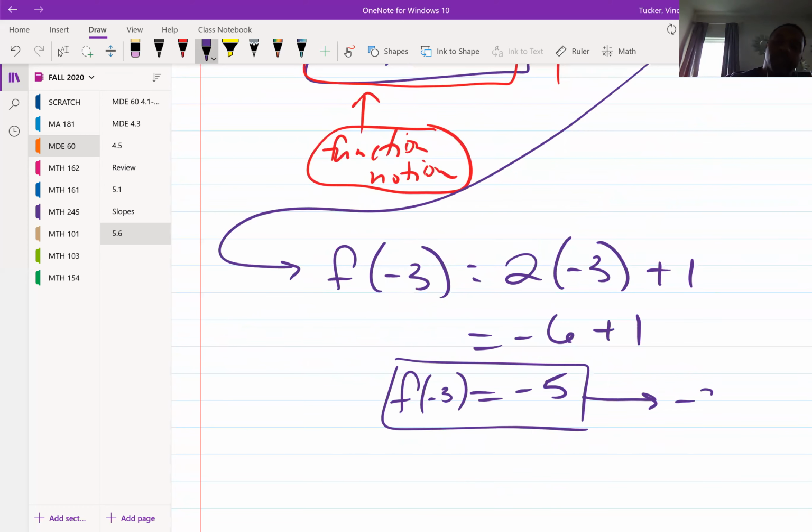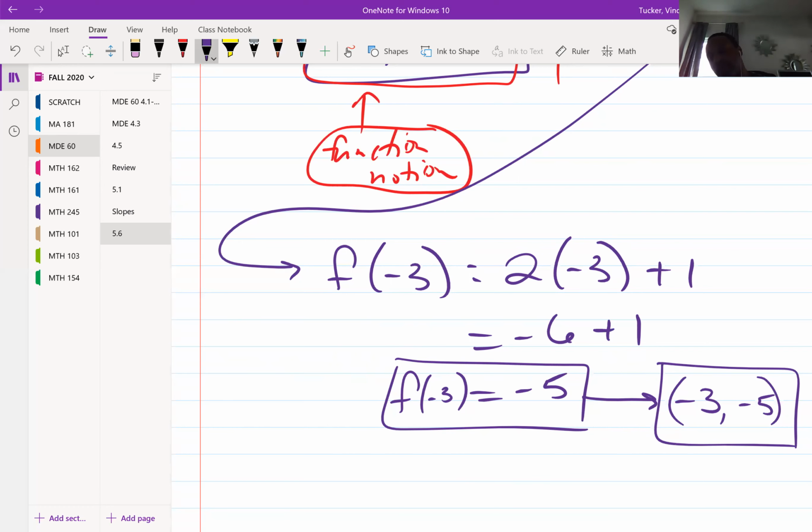Also, what that means is that the ordered pair is negative 3, negative 5. Negative 3 is what you plugged in. Negative 5 is what you got out. So negative 3 was x, negative 5 was your y. Or negative 3 is your horizontal move, negative 5 is your vertical move. Negative 3 would be a part of your domain, negative 5 would be a part of your range. Negative 3 was your input, negative 5 was your output. So all those things coincide.